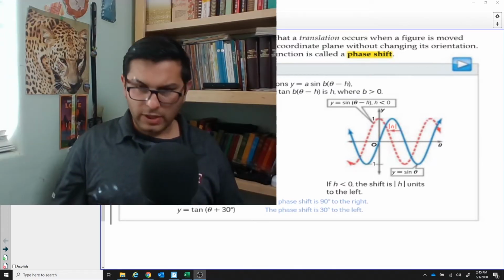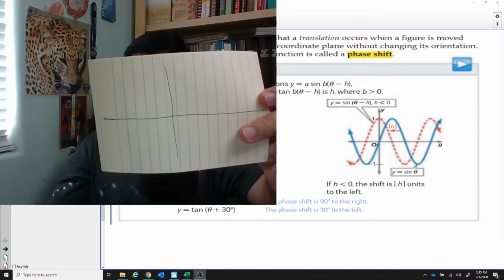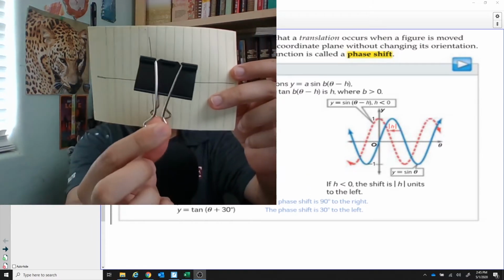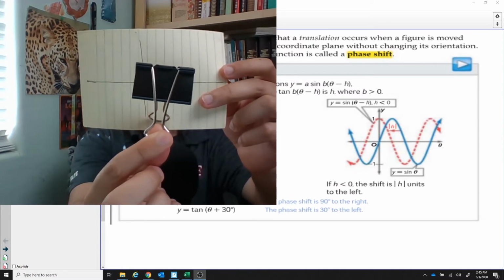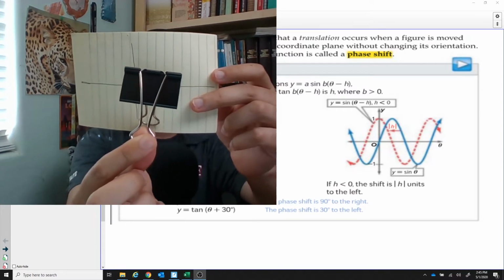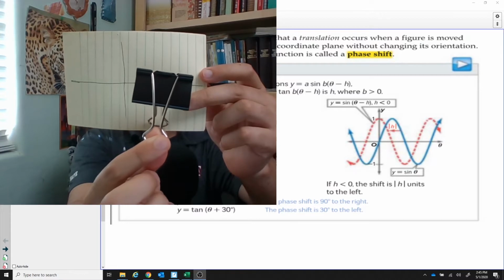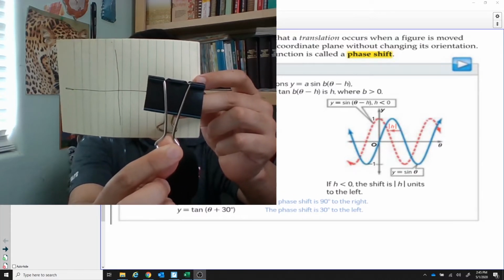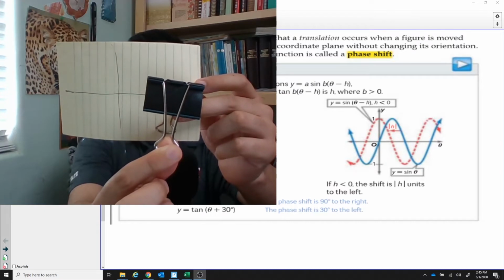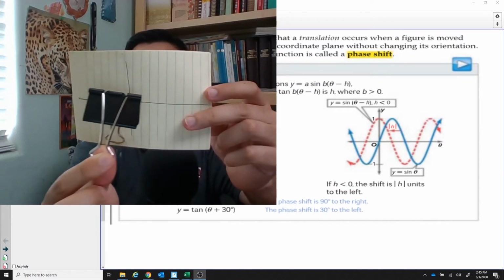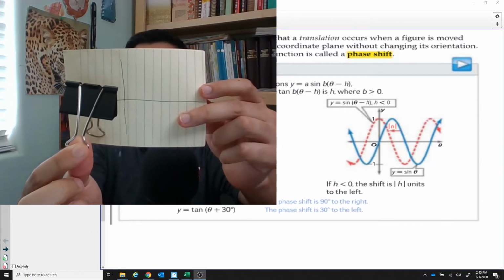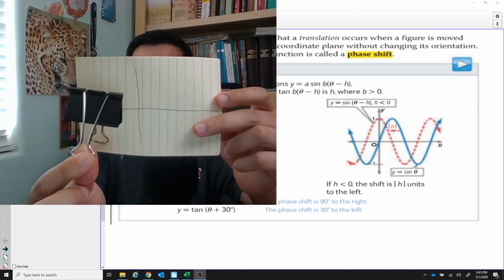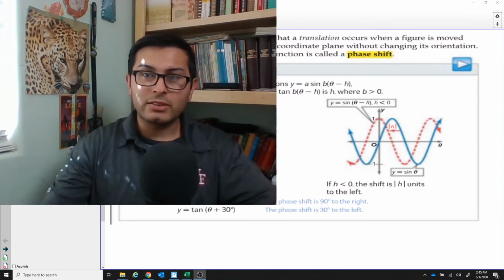Watch this. If I drew a graph looking thing and then I graphed a paperclip, I graphed the paperclip somehow, and then I moved the paperclip to the right, I have shifted its phase, or another way of saying it, horizontally translated it. And if I go to the left, I have now phase shifted to the left, or horizontally translated it to the left. And that's exactly what we're doing today.